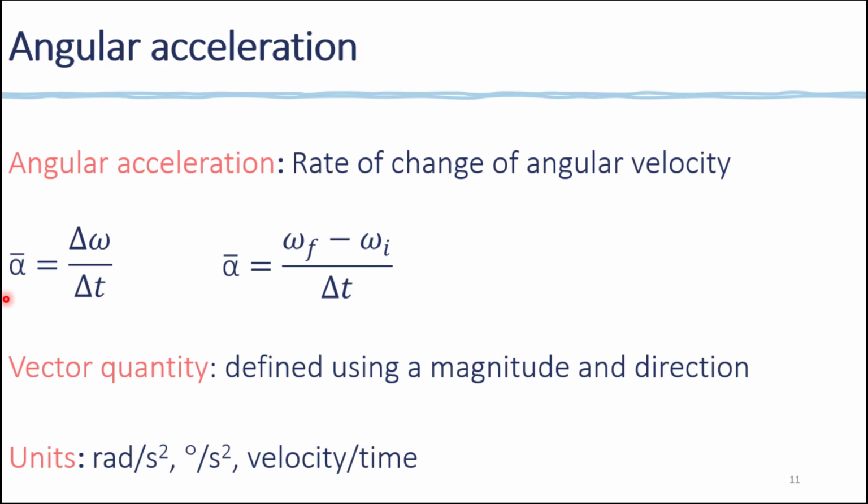Just like displacement and velocity, angular acceleration is a vector quantity. So it has a magnitude and a direction. The right-hand rule is used to describe the direction of angular accelerations. Its units of measurement are radians per second squared, degrees per second squared, or any kind of unit of angular velocity per unit of time. Angular acceleration occurs when something is spinning faster and faster, or slower, or when the spinning object's axis of spin just changes direction.